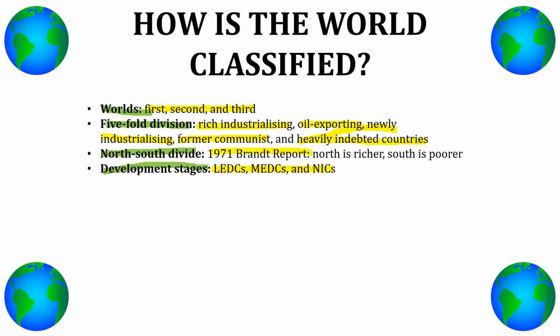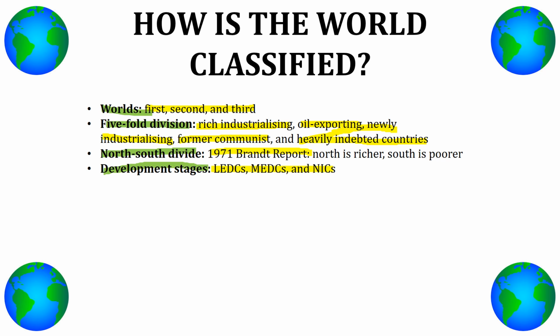So next you need to know about the 4 different ways the world is classified. Those are worlds, 5-fold division, the north-south divide, and development stages. So I'll take you through all of these in depth.